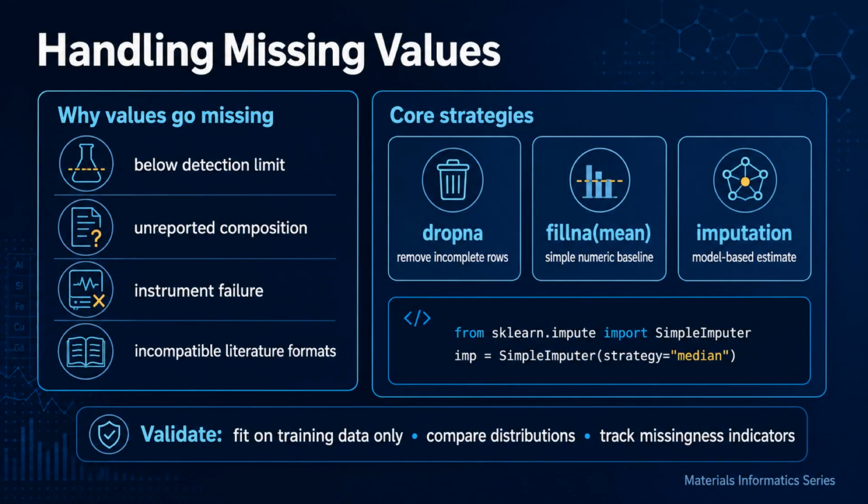Some elements have missing property values, especially rare earths and synthetic elements. Options include dropping rows with any missing values using dropna, filling with column mean using fillna, or using Sklearn's simple imputer for more sophisticated strategies. Check which elements cause missing values and consider whether your application needs those elements.